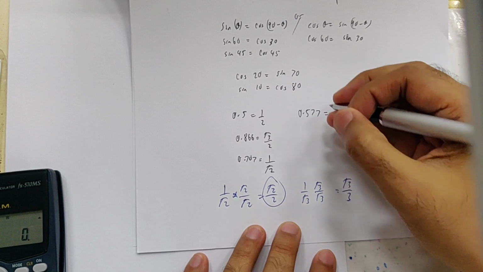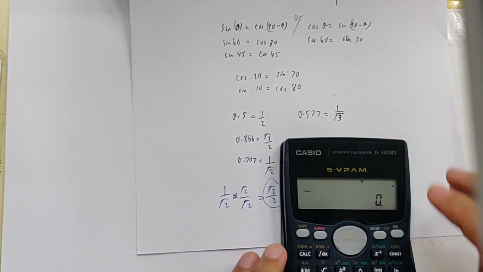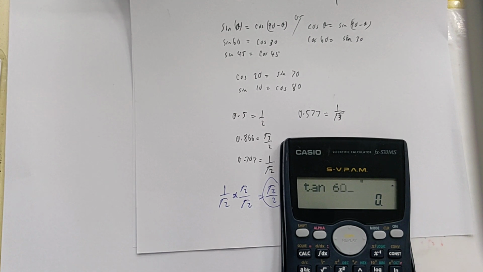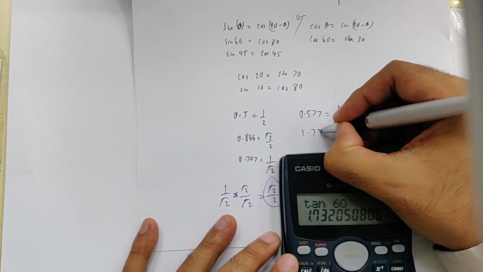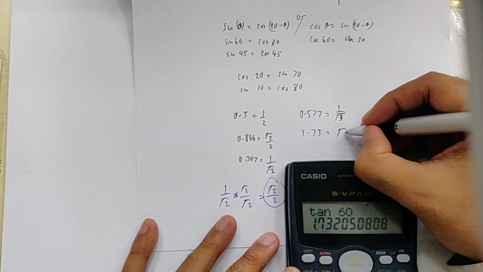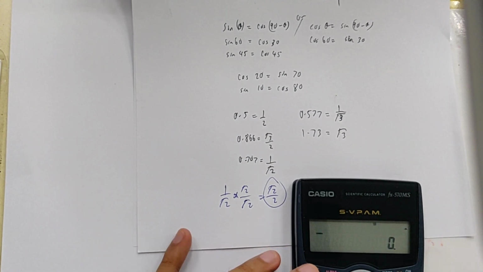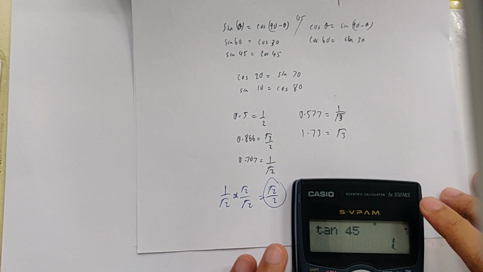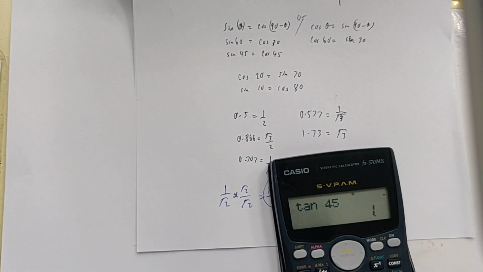And then of course we go further. What about tangent 60? 1.73. So 1.73 is what? Root 3. And finally, tangent 45 is 1. One is one. You don't need to memorize that one.